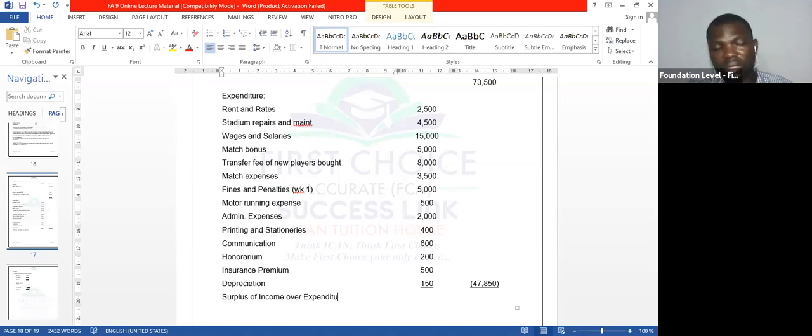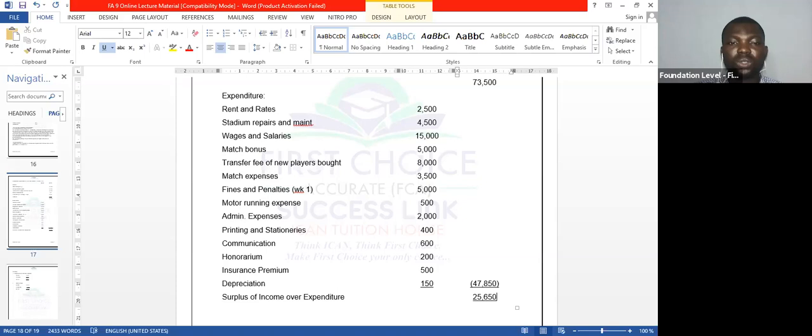Now if we do that, 73,500 minus 47,850. That will give us 40,000. Sorry, that's 43,000. So 73,500 minus 47,850. That's 25,650. So that's our surplus for that. So that's the end of question 2.